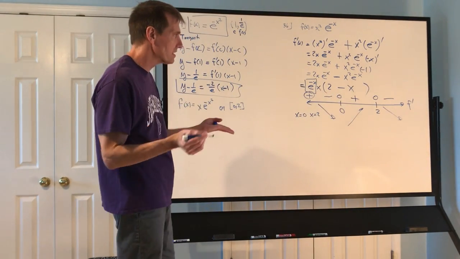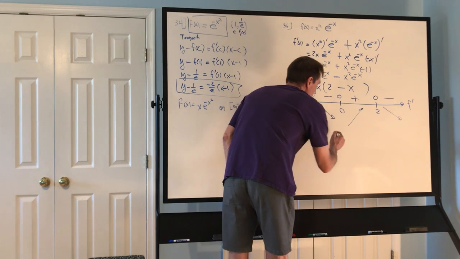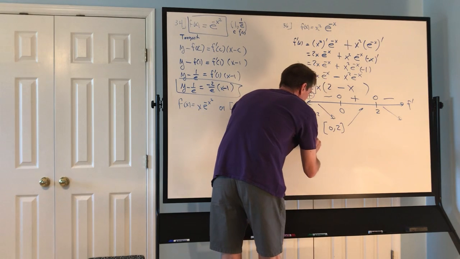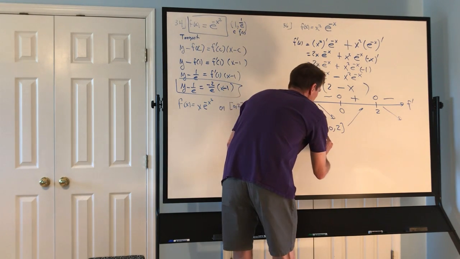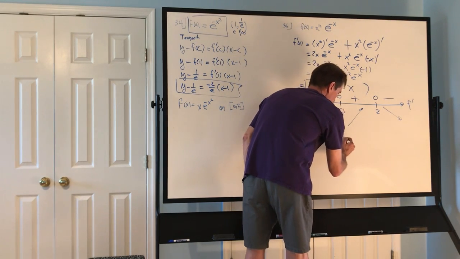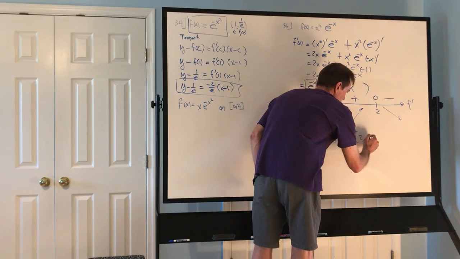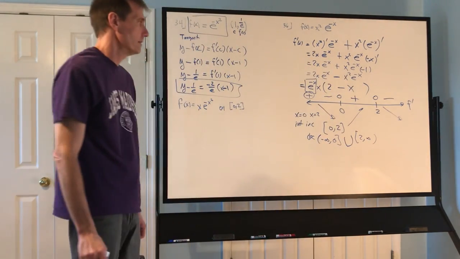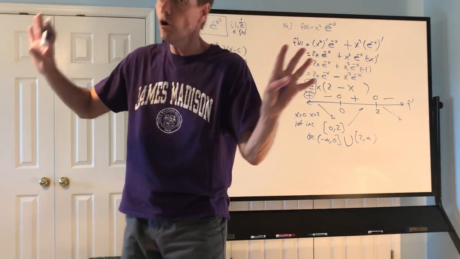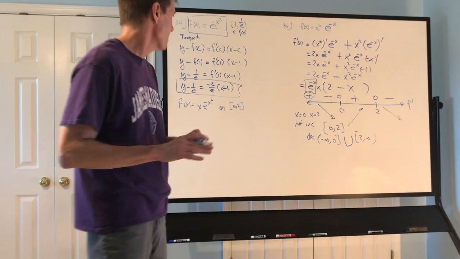And so if they were asking for intervals of increase, it would be between 0 and 2. And for intervals of decrease, it would be between minus infinity and 0, and then we get our welder out, pulling this together, from 2 to infinity. Okay, so even though you've got this e to the stuff, it's not hard, if you remember your flashcards.